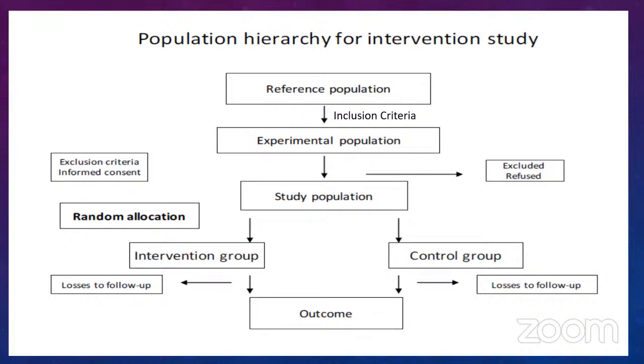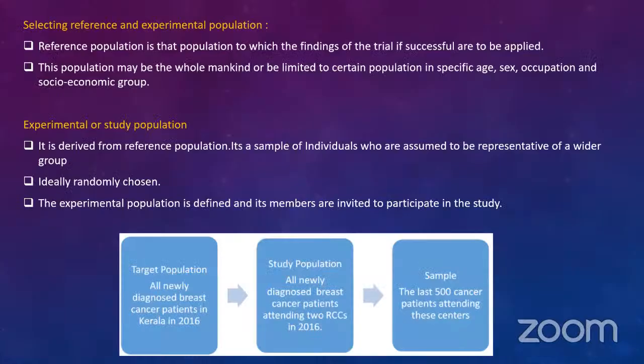From the reference population, we have the inclusion criteria. If the reference population was all head and neck cancer patients, the inclusion criteria would be oral cavity or oropharynx cancer of a specific stage, maybe stage 3, locally advanced oral cavity and oropharyngeal cancers. That would be the experimental or sample population. From it, we have the exclusion criteria, like people refusing and everything. That denotes the final sample which we are analyzing for the study.